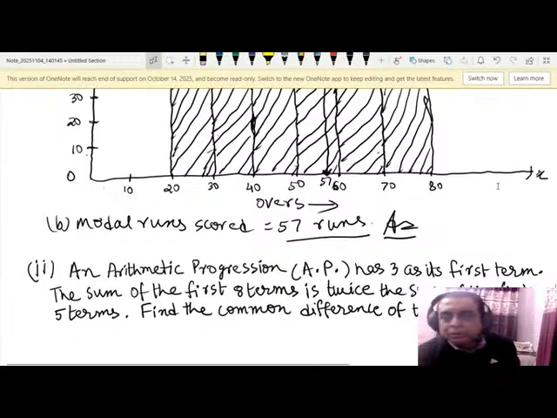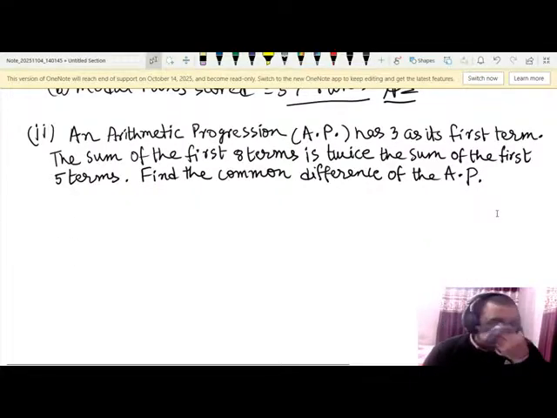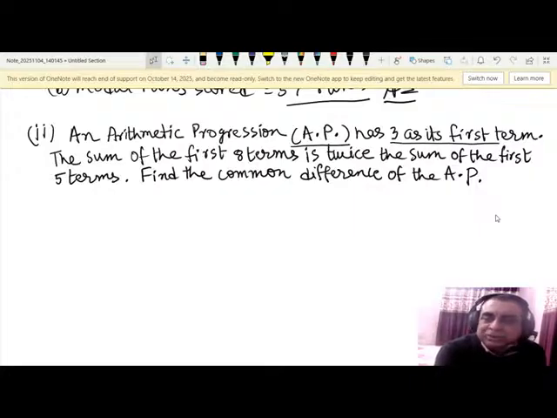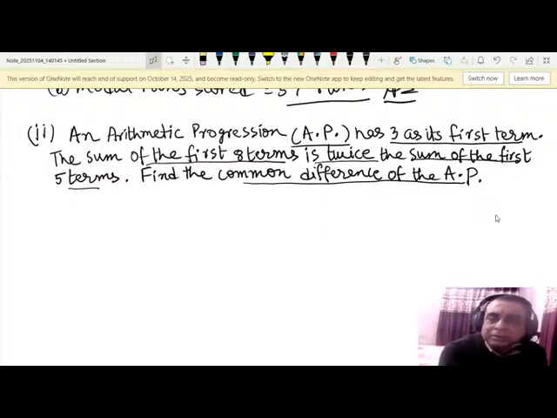Now we are moving to the second part of this question number 9. What is the question saying? An arithmetic progression, so this is an AP series, has 3 as the first term. So the first term of the AP is told to us, it is 3. The sum of the first 8 terms is twice, that means double, the sum of the first 5 terms. You are asked to find the common difference of the AP. So see here how we do this sum.